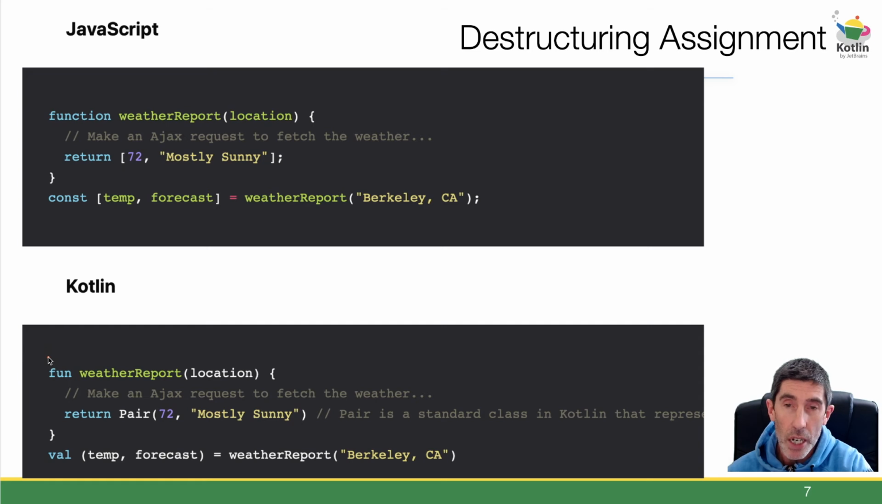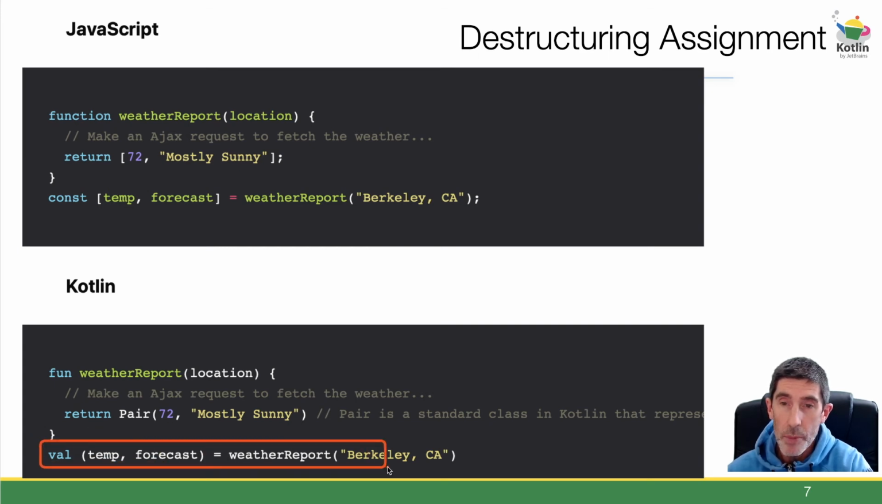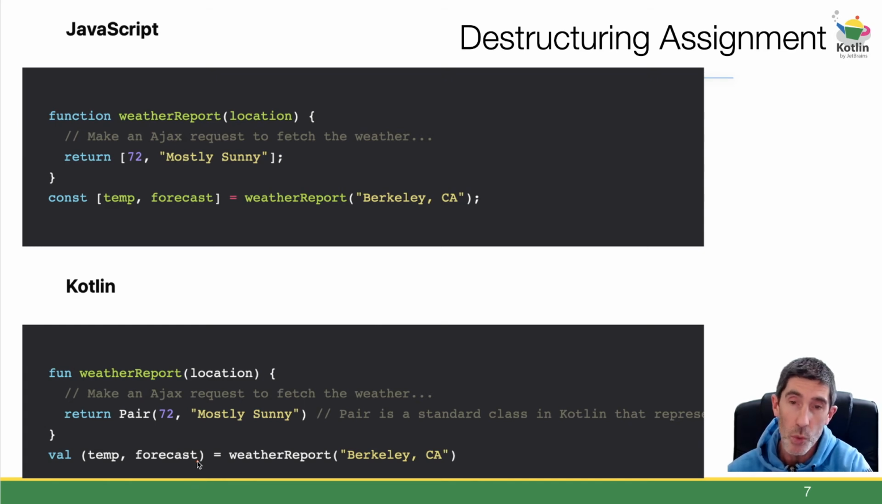In Kotlin, it's very similar. We could have a function like that and return a Pair. That Pair is a standard class in Kotlin that just represents a key value pair. And we can say something again like this: val temp, forecast is assigned weatherReport, and then whatever. So we're passing in the one element, and we're getting back one return value, but it has two parts to it, so to speak. It's one element being returned, but it actually has multiple parts. And with that destructuring assignment, we can just assign one to the next, in the one line of code.